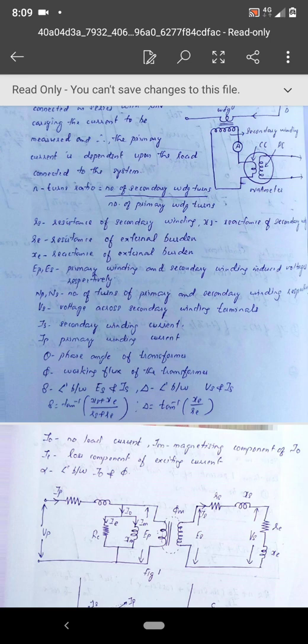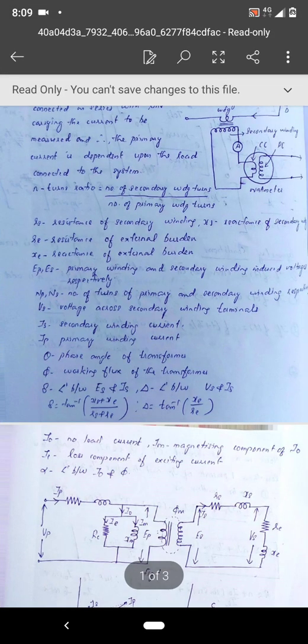So a typical value of a current transformer rating, I'll just tell a rating, is 100 by 5 amps. That is a typical rating of a current transformer, 100 by 5, meaning if the primary current is 100 amps, that is equivalent to 5 amps in the secondary, or 5 amps measured in the secondary is equivalent to 100 amps in the primary.